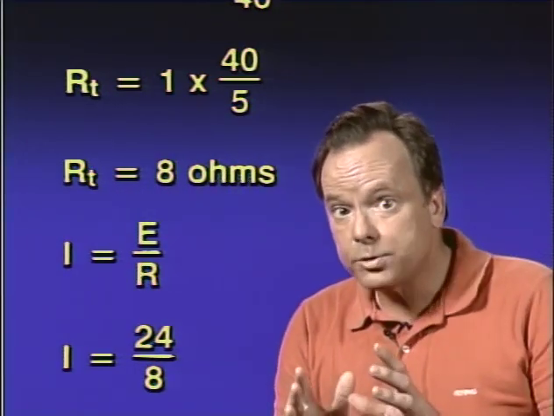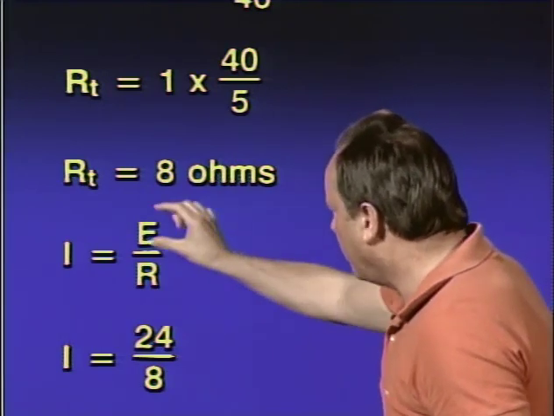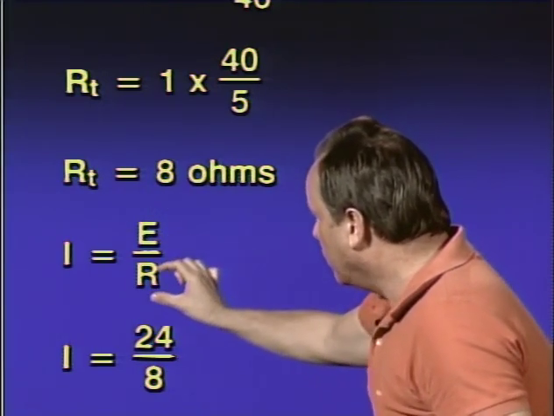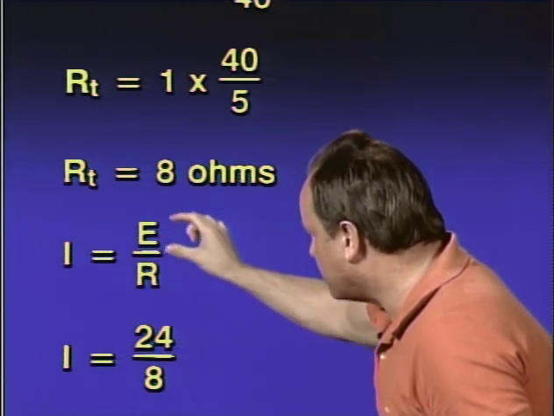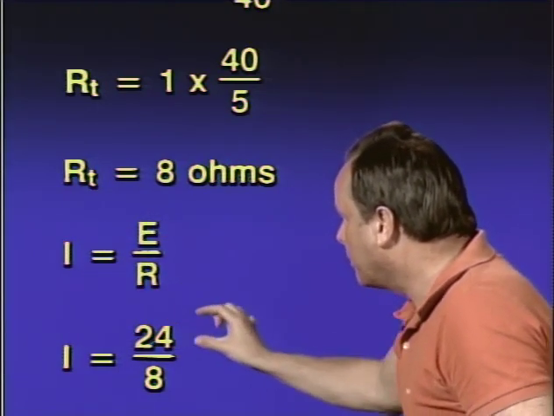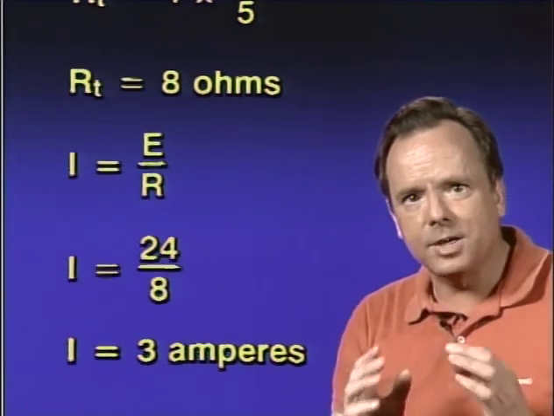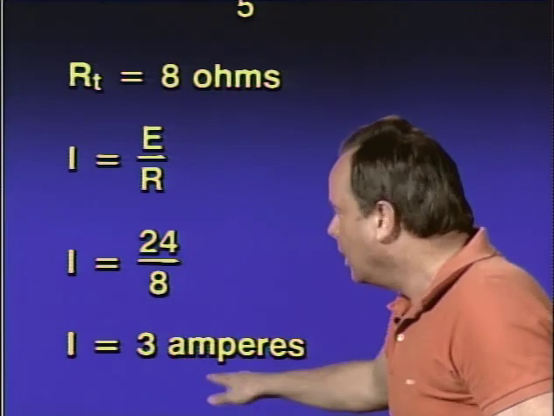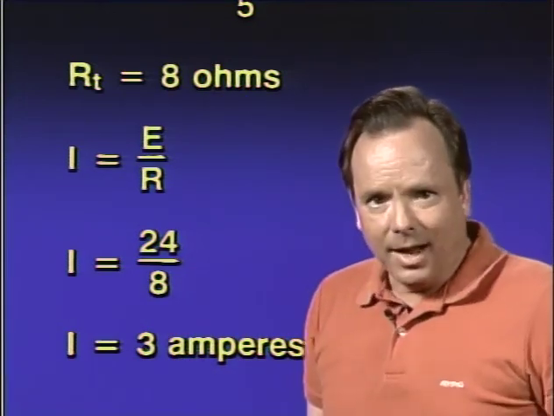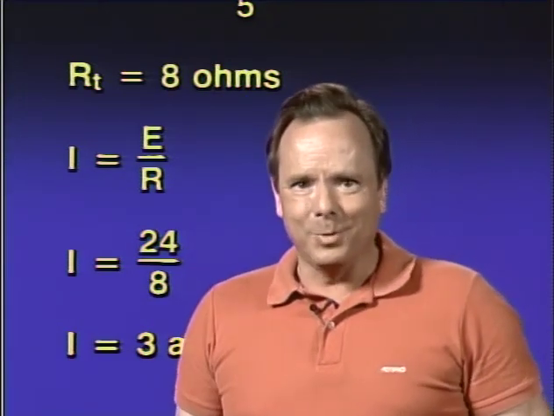Now, Ohm's law says if we know the volts, which was 24, and we know the resistance, which is 8, to get the current, all you have to do is divide the volts by the resistance. So 24 divided by 8, and we'll take a look and see what the current is. And the current on the wire between C and D was 3 amps. And that is back to an easy one again.